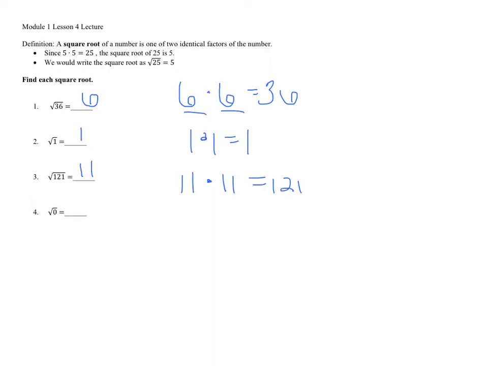Lastly, for the square root of 0, well, I know that 0 times 0 equals 0. Therefore, 0 is an identical factor of 0. So the square root of 0 is 0.